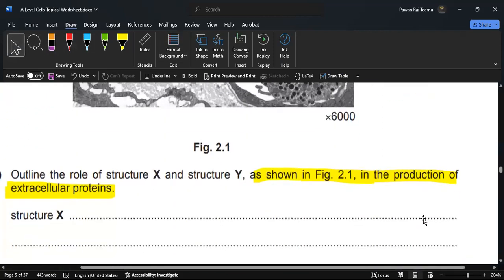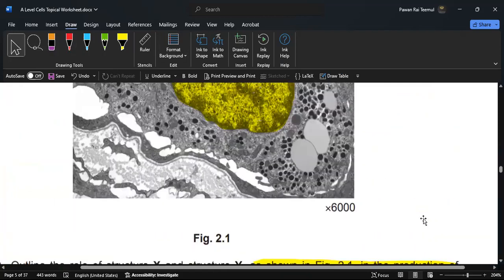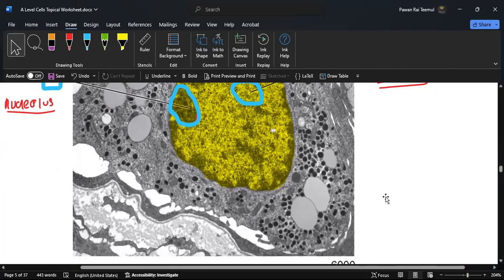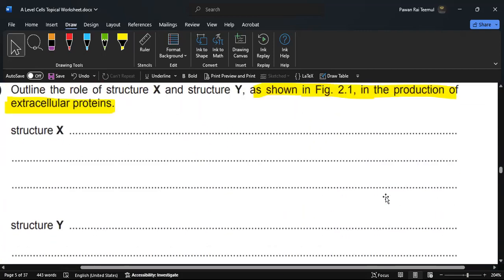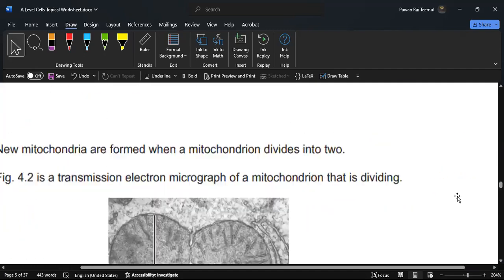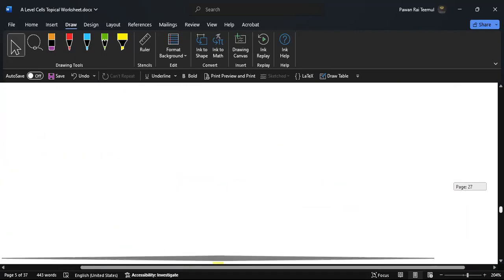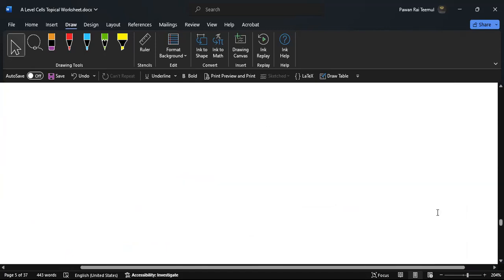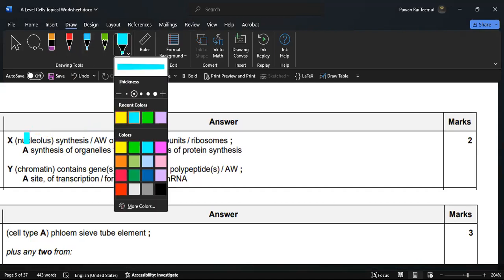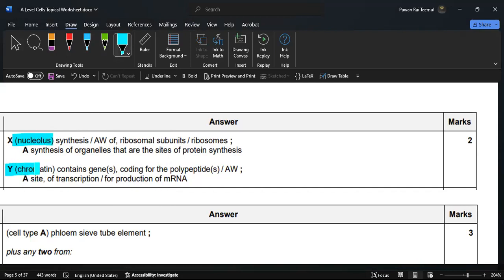So now, outline the role of structure X and Y in the production of extracellular proteins. I'm not sure of the answer, which is why I'm going to refer to the mark scheme. All right, it is indeed correct. We've got the two structures, which we figured out quite clearly: first is the nucleolus, and second is the chromatin.